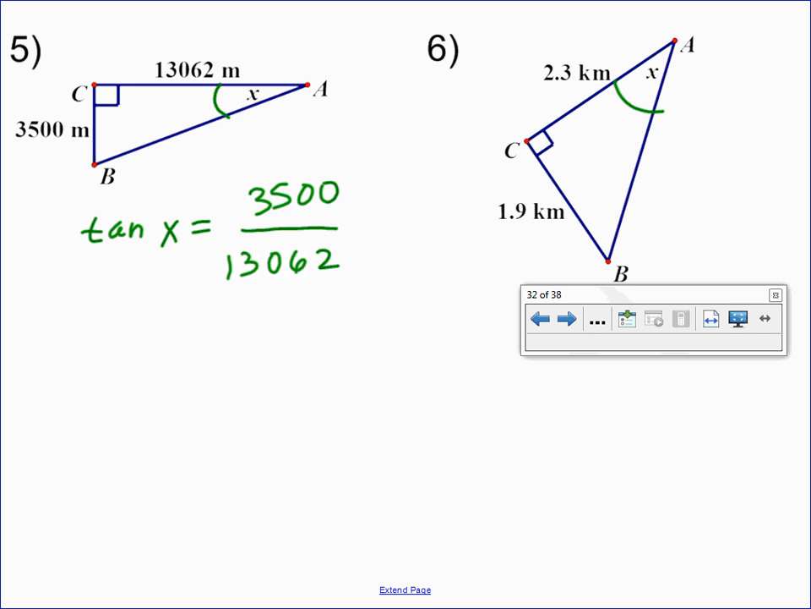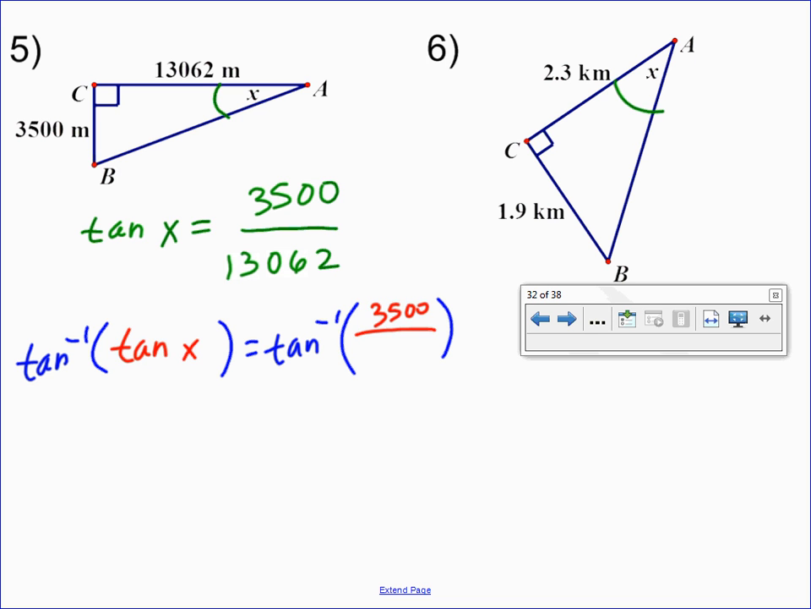What undoes tangent to solve for x? What am I going to do to undo tangent? Hannah? Yeah, the inverse tangent function will undo tangent and solve for x. Absolutely. So if tangent of x equals blah, then x equals the inverse tangent of blah. I'm going to take the inverse tangent of both sides. Nice job. What's the inverse tangent of tangent of x? That's x. That's why we took the inverse tangent, because it undoes the regular tangent function and gets that unknown x alone.